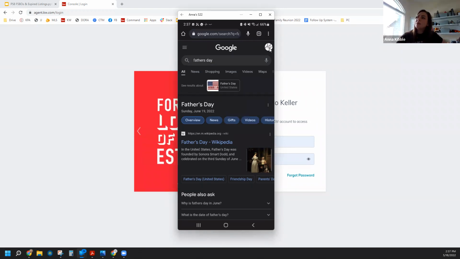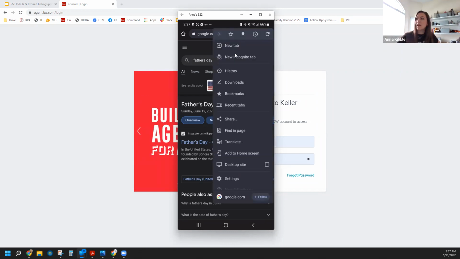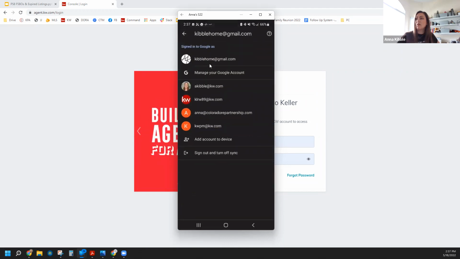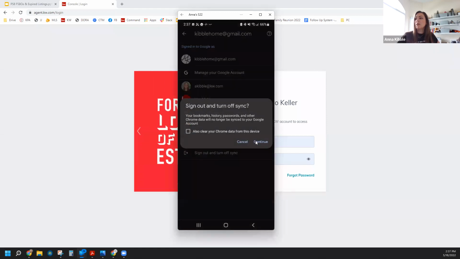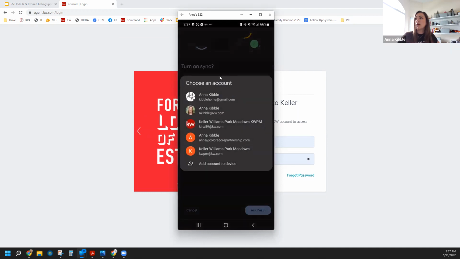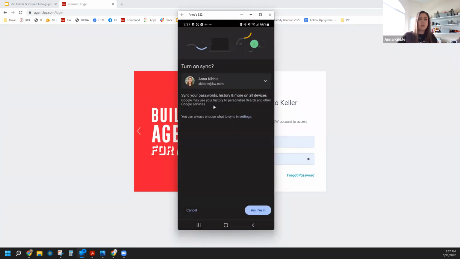Okay, so it needs to be signed into the same account. You'll see I'm not in the same account. I'm in a different one. So I'm going to sign out and sign back in. Otherwise it won't work. So I come into settings. I'm on the wrong account. So I'm going to sign out of my Google account, and then I'm going to continue on another account. I'm going to sign into my Kibble account. Okay.